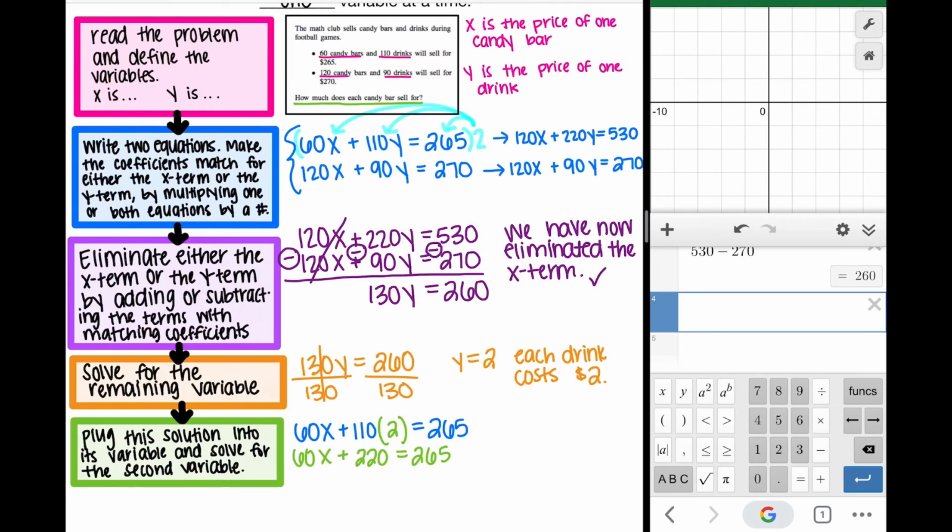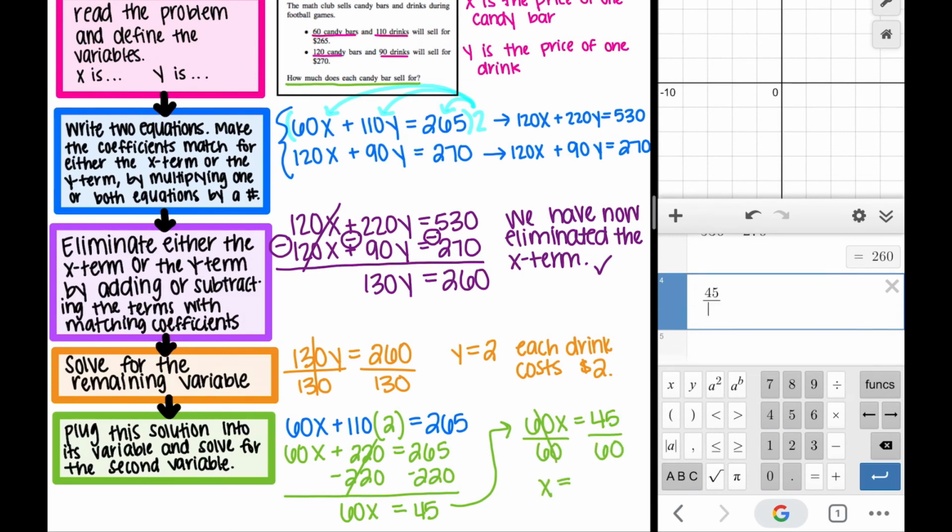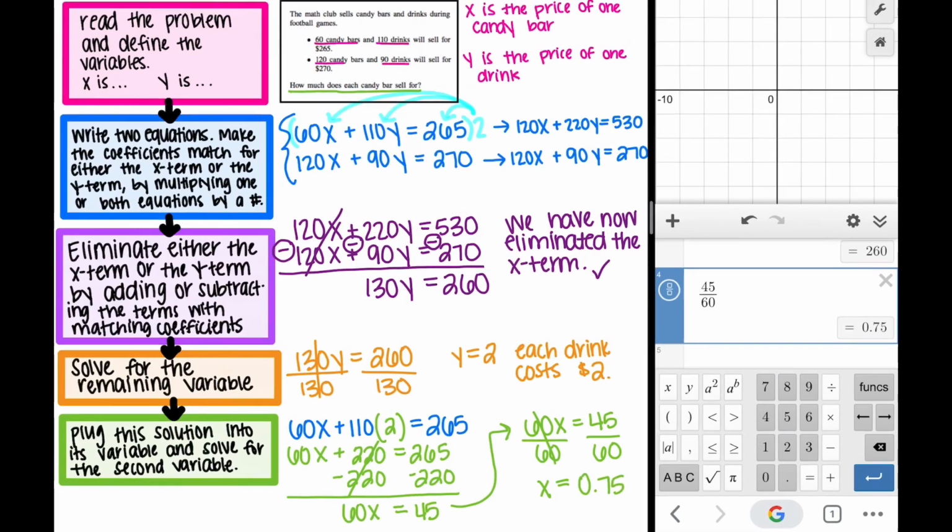110 times 2 is 220. When we solve this equation, we get x equals 0.75. Since x was the price of one candy bar, that tells us each candy bar is 75 cents.